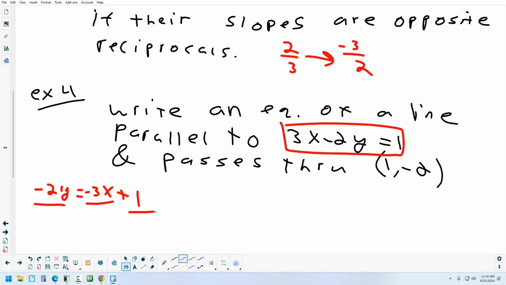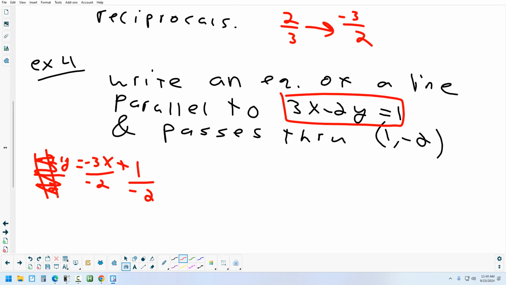And then what would I divide everything by to get the y by itself? -2. Yep, divide everything by -2. So what's the slope of the line they gave me? 3/2. So the slope of the line they gave me is 3/2. I want to be parallel to that. So what's going to be the slope of my line? It's also going to be 3/2. Okay, so I know my slope to be parallel to that one has to be 3/2.